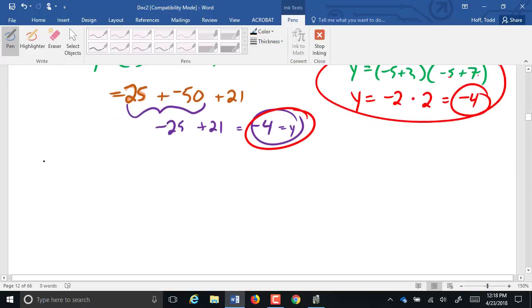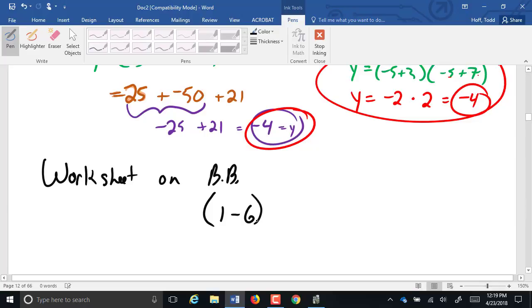So your homework, there is a worksheet posted on Blackboard. The worksheet contains these quadratics and it contains parallel and perpendicular. On that worksheet, I want you to do 1 through 6, which is graphing these parabolas.